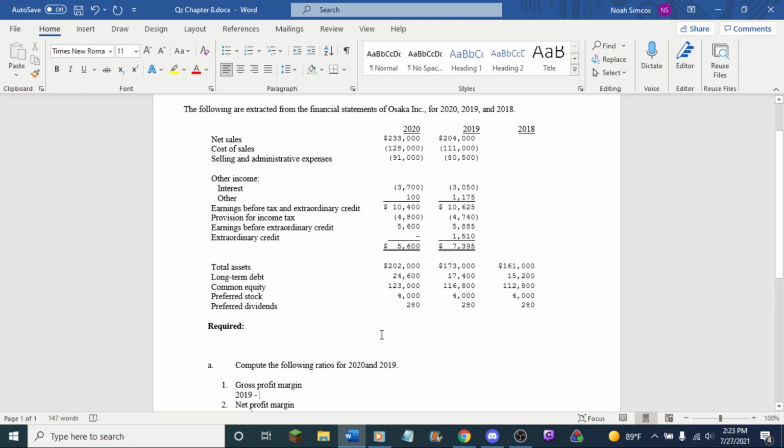So gross profit. Okay, so net sales for 2019 is 204,000 minus the cost of sales 111,000. So we have 93,000. That's the gross profit, because net sales minus cost of sales is gross profit. Divided by net sales. Net sales is 204,000. So now we do divided by 204.